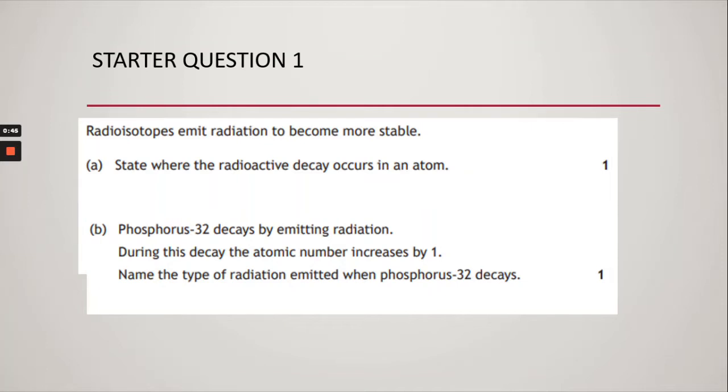Okay, moving on then to the answers. Part A said state where the radioactive decay occurs in an atom, so that's just the nucleus, that's just knowing that radioactive decay is to do with the nucleus. And then part B, phosphorus-32 decays by emitting radiation. During this decay, the atomic number increases by 1. Name the type of radiation emitted, and that is beta radiation.